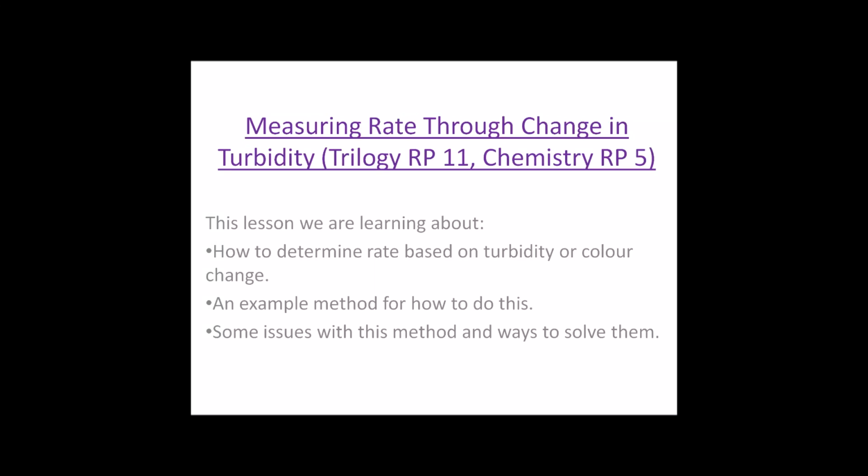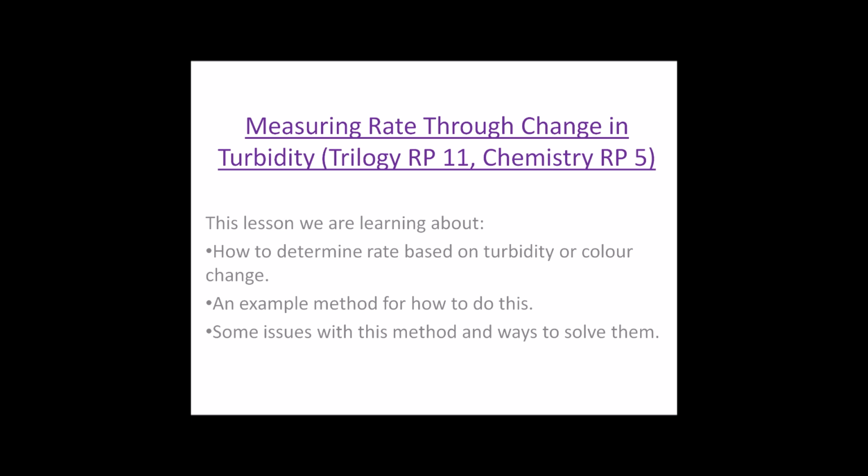Hi, welcome back. Today's lesson we're looking at measuring rate through a change in turbidity, which, just like the last lesson, is a required practical number 11 if you're on the trilogy course. That's if you're doing the sciences together, not choosing triple sciences. If you're doing triple science, it's chemistry required practical 5.